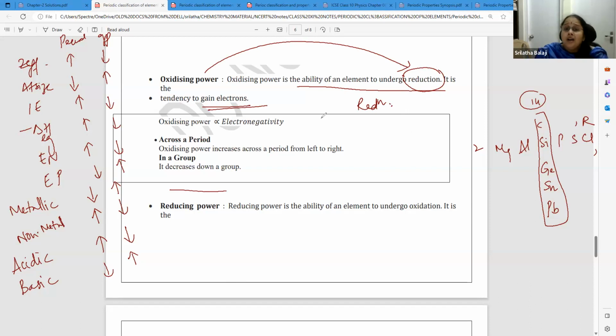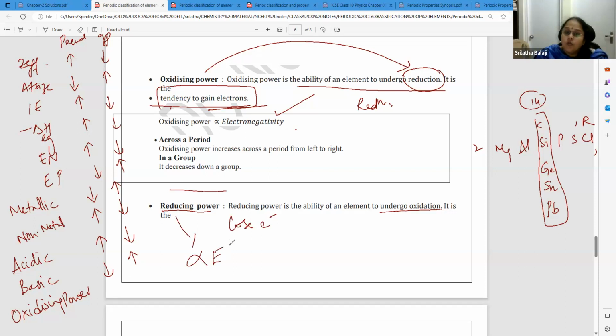So oxidizing power depends on what? Tendency to gain electrons. In other words, again, electronegativity. So oxidizing power is the ability to gain electrons. Clear? And what is reducing power? The opposite of it. Ability to act as a reducing agent. So it's the ability to undergo oxidation. It has a tendency to lose electrons. So reducing power is a function of electropositivity.